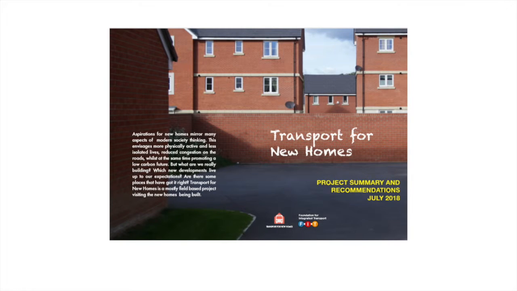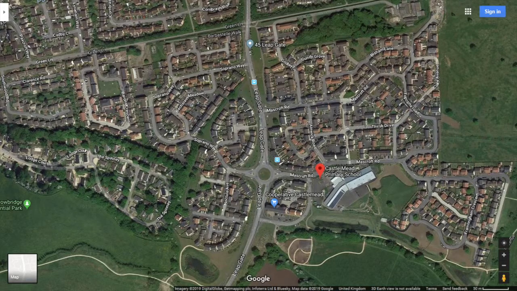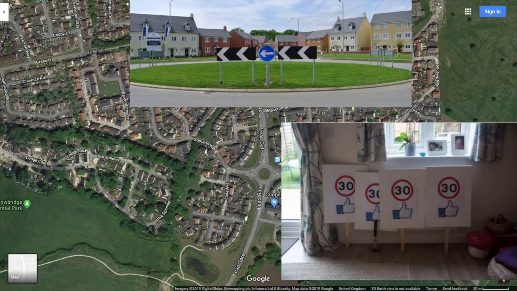Talking streets as a system, Transport for New Homes published this report last year. It got extensive media coverage, and I'm going to take you to, I can't remember where this town is. Oh dear, it's Trowbridge, Castlemead, Trowbridge. And here's the estate. It's a car-preferenced estate. It's designed around vehicle use. There's a sucking great big distributor road going through the middle and a roundabout. Let's have a close-up. There's the roundabout.